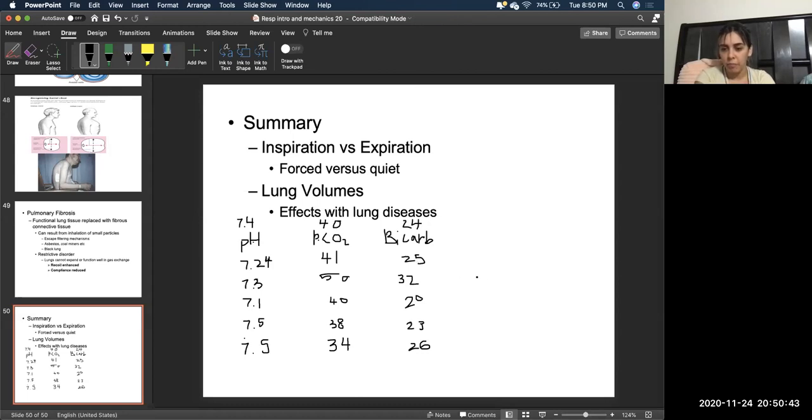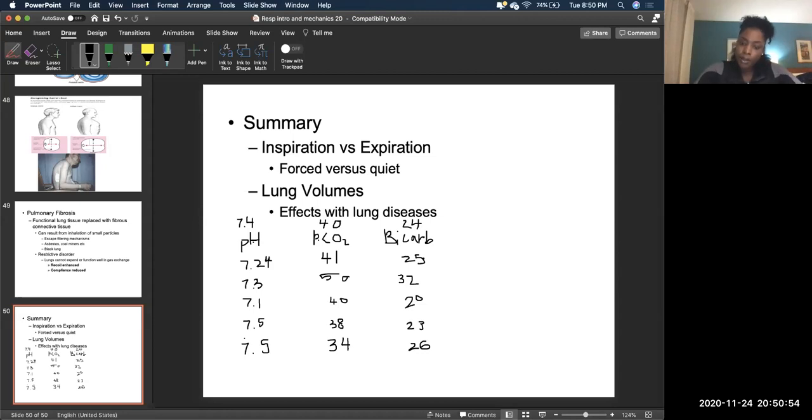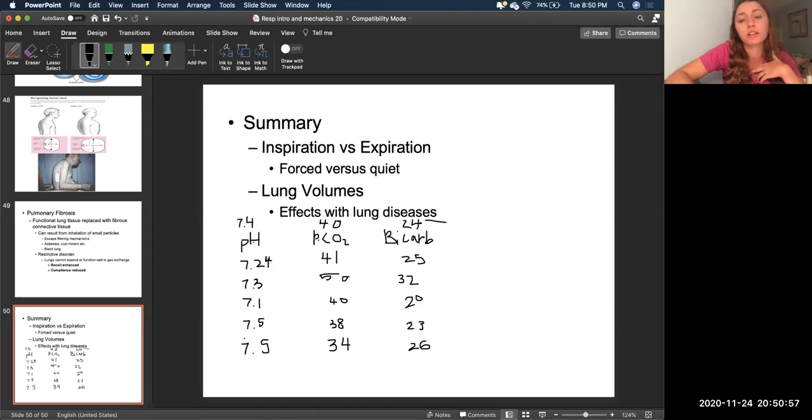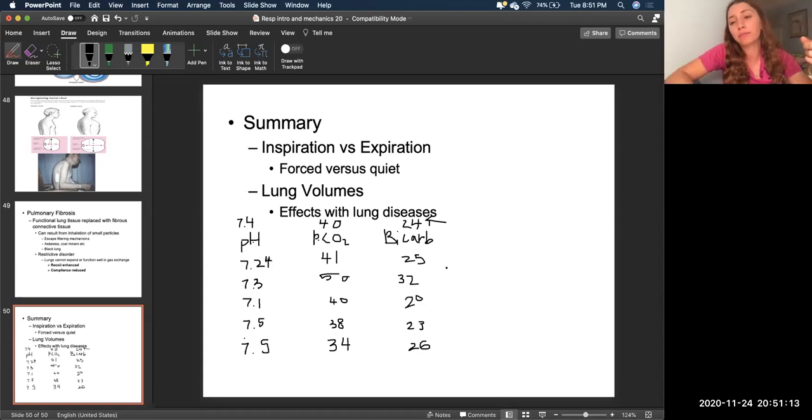Yes. And bicarb. So this is 25. Is 25 elevated or lower? It's elevated. So if it's elevated, what does bicarb do? Does it make the blood less or more acidic? Less acidic. So you want more bicarb if your blood is more acidic. Your bicarb is going to be higher to compensate for the acidity.